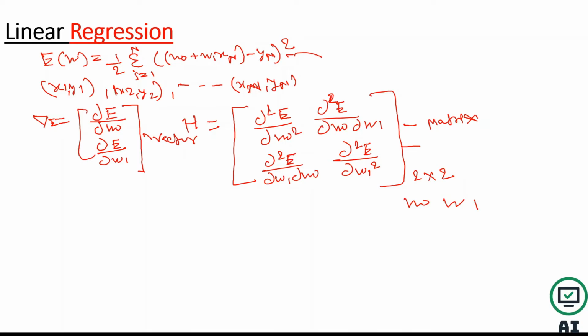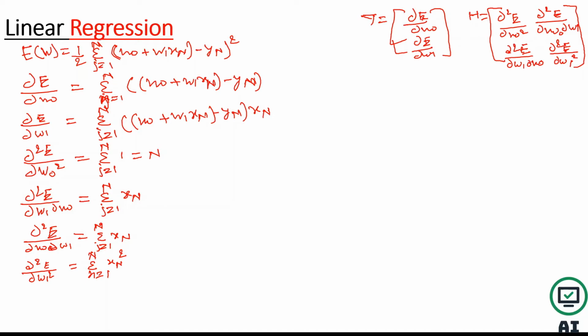So before getting there, let us see what this Hessian is for our error function E of W. Let us first find out the gradient values and then the Hessian values. For that we have to find the first derivative of E with respect to W0, and the first derivative of E with respect to W1. Similarly, we have to find all the elements of this particular matrix.